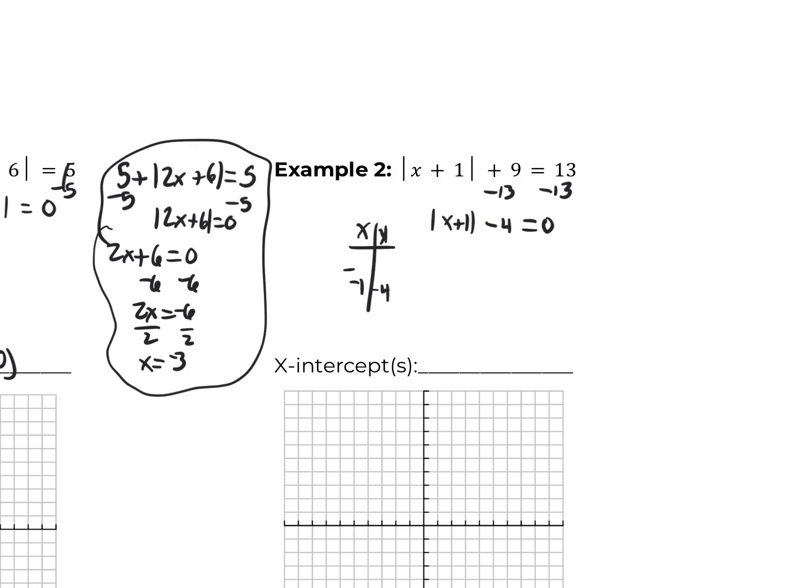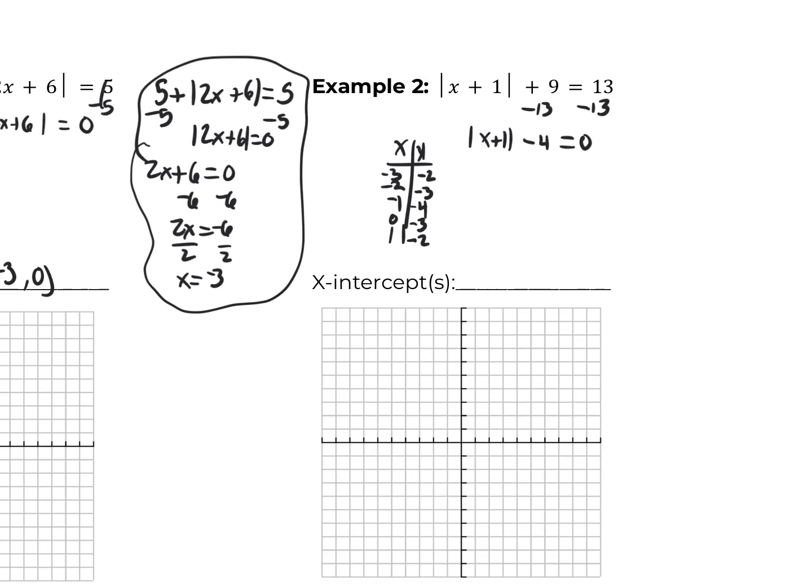So pick two numbers to the left, negative 2, negative 3. Two numbers to the right, 0, 1. And run those through the function. Negative 3 plus 1 is negative 2. The absolute value of negative 2 is 2, and 2 minus 4 is negative 2. Negative 2 plus 1 is negative 1. The absolute value of negative 1 is 1. 1 minus 4 is negative 3. 0 plus 1 is 1. 1 minus 4 is negative 3. 1 plus 1 is 2. 2 minus 4 is negative 2.